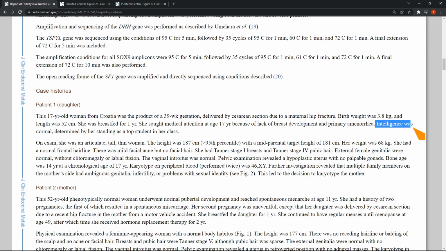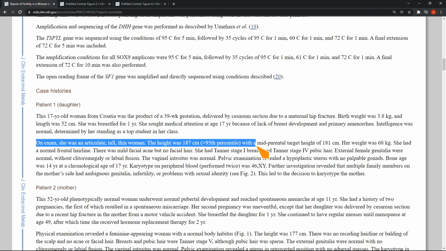They go on to say that intelligence was normal, determined by her standing as a top student in her class. I would say that is not just normal intelligence, but above normal intelligence. But they want to be objective. On exam, she was an articulate, tall, thin woman. The height was 187 centimeters, totally normal, with a mid-parental target height of 181 centimeters.